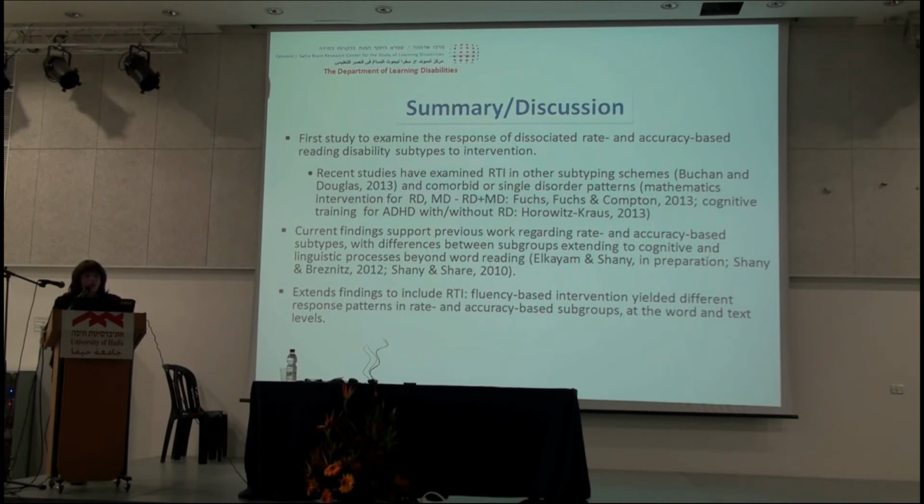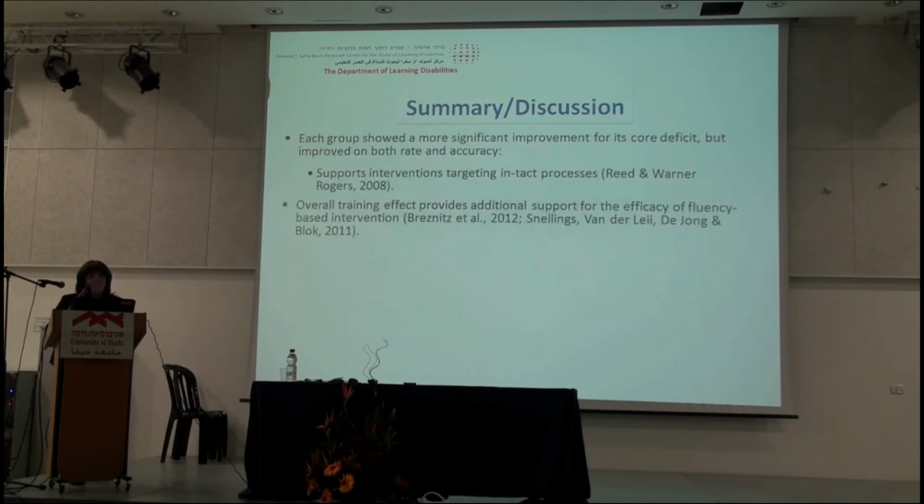And I think that our current findings support previous work regarding rate and accuracy-based subtypes, with differences between subgroups extending to cognitive and linguistic processes beyond word reading. It also extends findings to include RTI, when fluency-based intervention yielded different response patterns in rate and accuracy-based subgroups at the word and the text level. So actually each group showed a more significant improvement for its core deficit, but improved on both rate and accuracy. And it supports intervention targeting intact processes, because Reed and Warner Rogers are talking about the importance of training intact processes. Overall training effects provide additional support for the efficacy of fluency-based intervention.